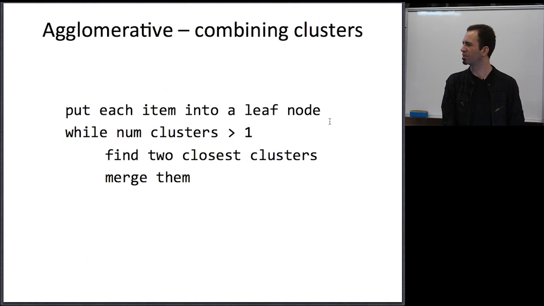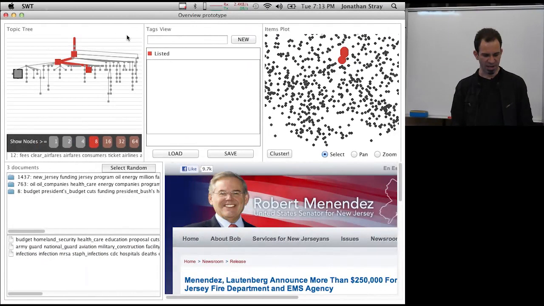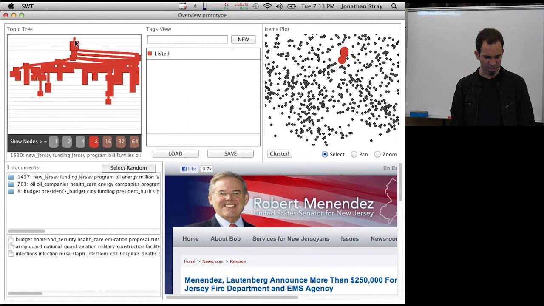You end up with one cluster when you're iterating through them. Yeah, I was going to say, when do you stop? You stop when everything is one cluster. If you keep merging clusters, eventually you only have one left. And that's the root, right? So that's this thing at the top.